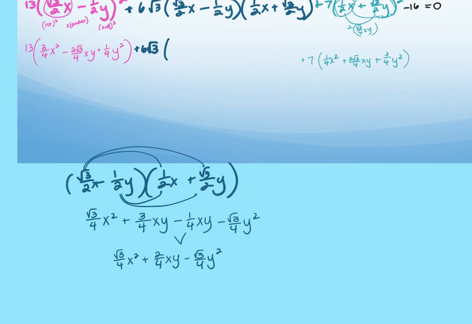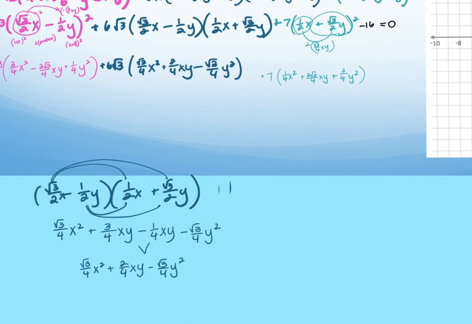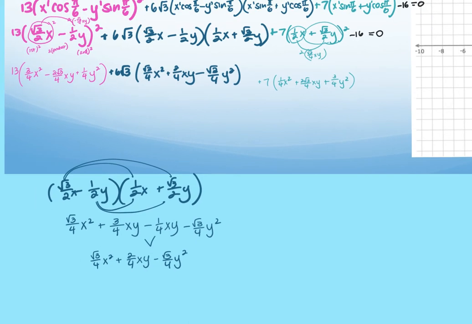All right. Now that goes next to the 6 root 3. So root 3 over 4. Right. 2 fourths xy minus root 3 over 4 y squared. And then that's 7 plus 7 times 1 fourth. All that's there. And then you can bump the 16 if you want now. Equals, and we're going to bump 16 to the other side. You could keep it there. You just can't forget about it. That's the biggest thing. Don't let it drop off.